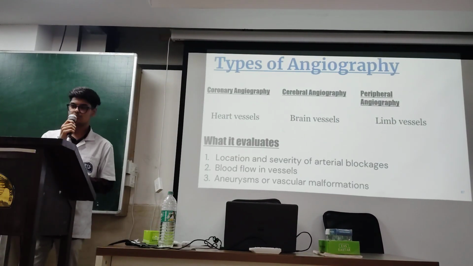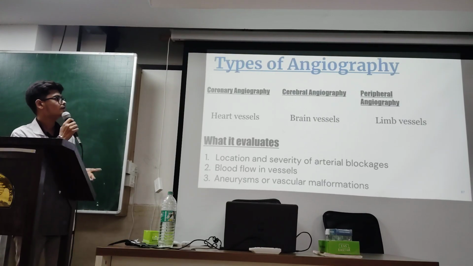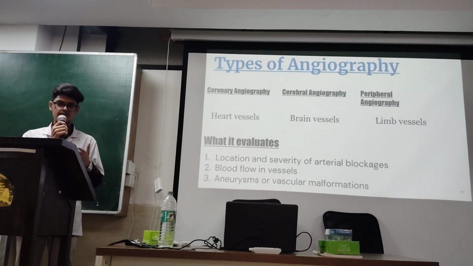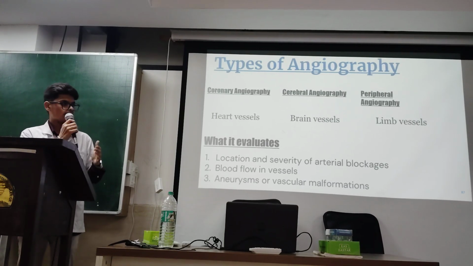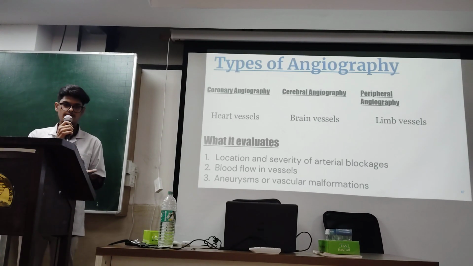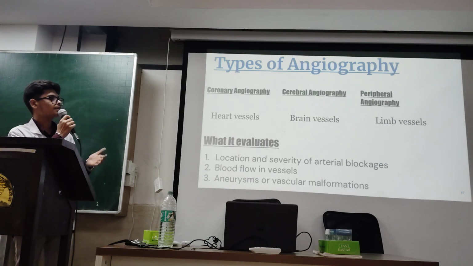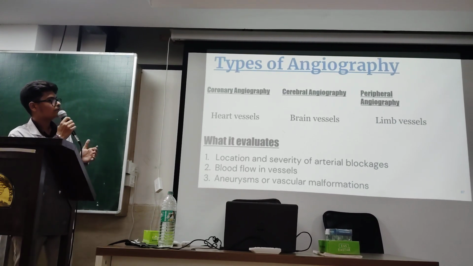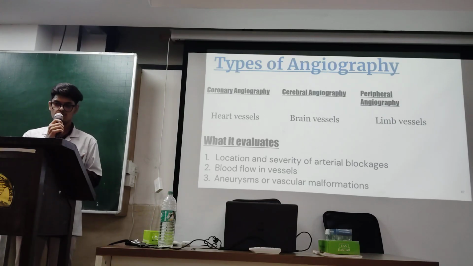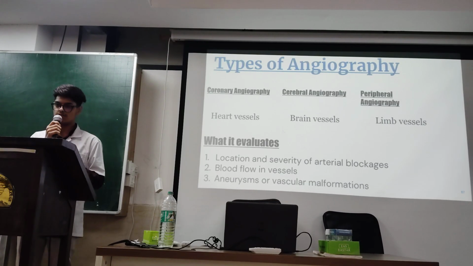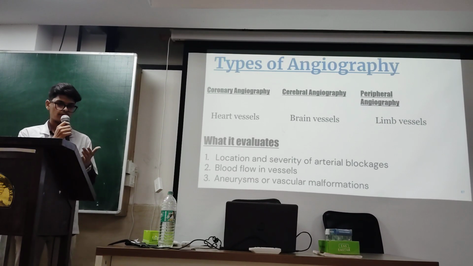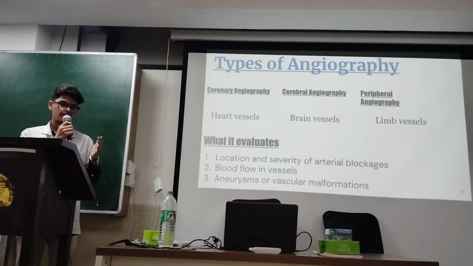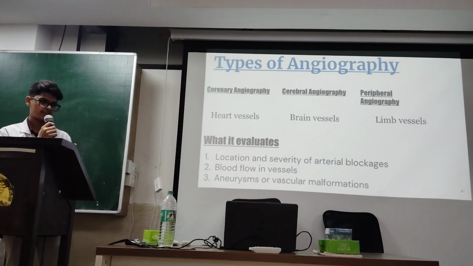Now there are types of angiography like cerebral angiography, coronary angiography and peripheral angiography. As the name suggests, the coronary angiography is for evaluation of the heart vessels, cerebral for the brain vessels, and similarly peripheral for upper and lower limb vessels. Now what we can evaluate from the coronary angiography is the location and severity of the blockages, how the blood flow is in the vessels, and any type of aneurysm of aorta or the major blood vessels.